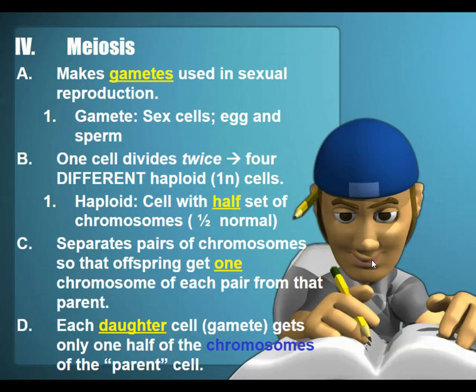I'm on letter C now. It separates pairs of chromosomes so that offspring get 1 chromosome of each pair from that parent. And each daughter cell or gamete gets only half the chromosomes from the parent cell.